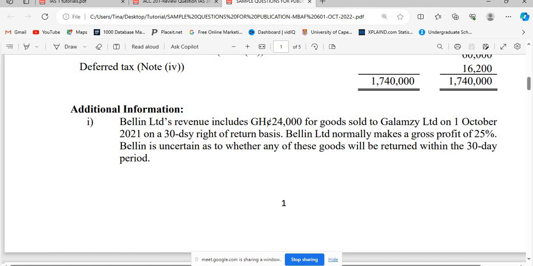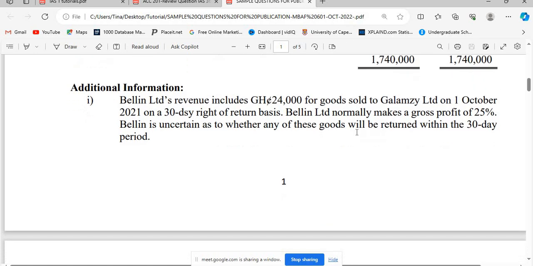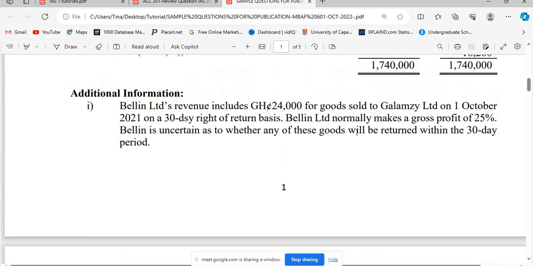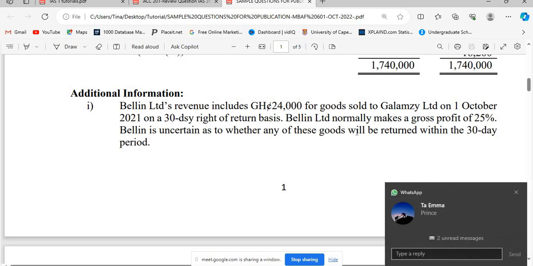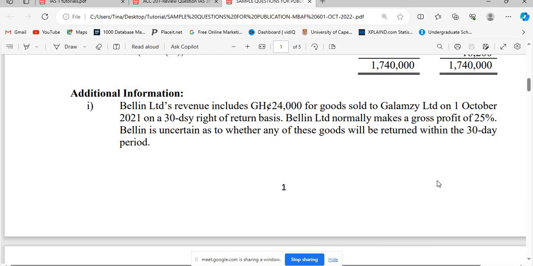If no one wants, I'll mention anyone's name to do that. So someone should voluntarily start. Okay, so can we have Madam Millicent start with us? The additional information 1. Could you please read out to us?